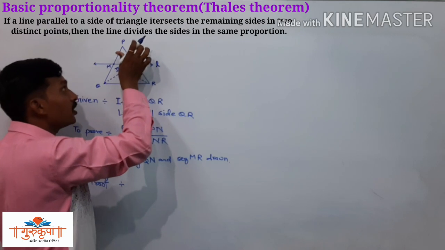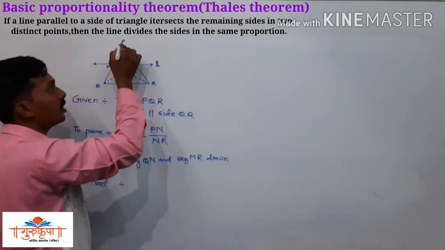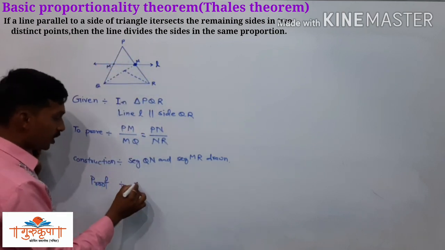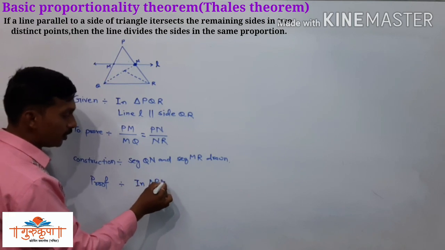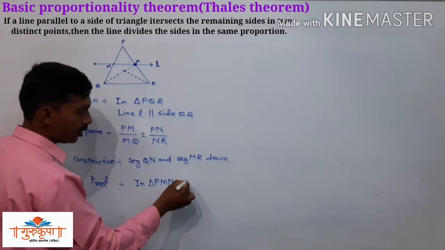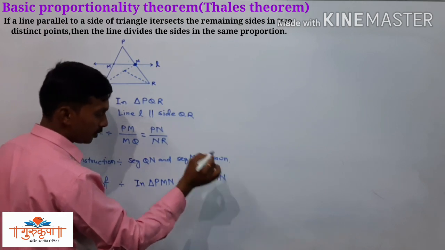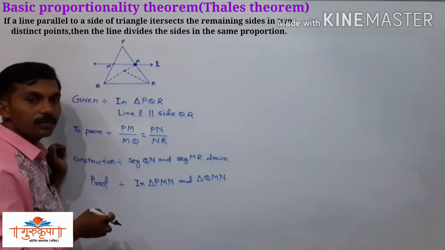Now this is not necessary to draw there, we select the two triangles. First one is triangle PMN and second triangle is QMN. So here you can write in triangle PMN and triangle QMN. In triangle PMN and triangle QMN.